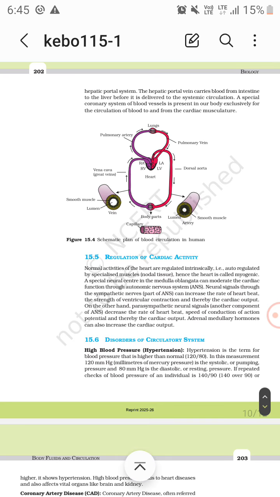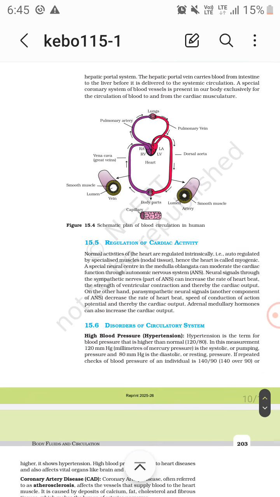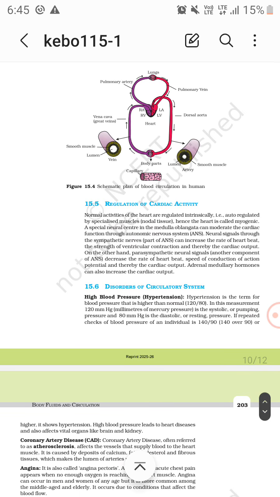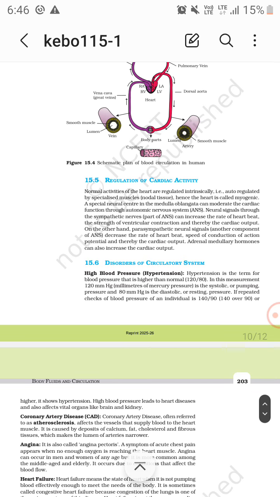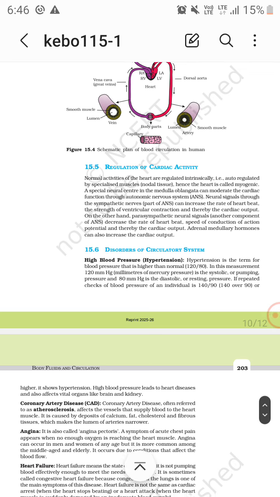Regulation of cardiac activity. Now it is intrinsically regulated, so it is auto-regulated, because there is neural tissue. They are made up of muscles, right? This is why the heart is myogenic. And there is the medulla oblongata, which can moderate the cardiac functions through the autonomic nervous system, that is ANS.